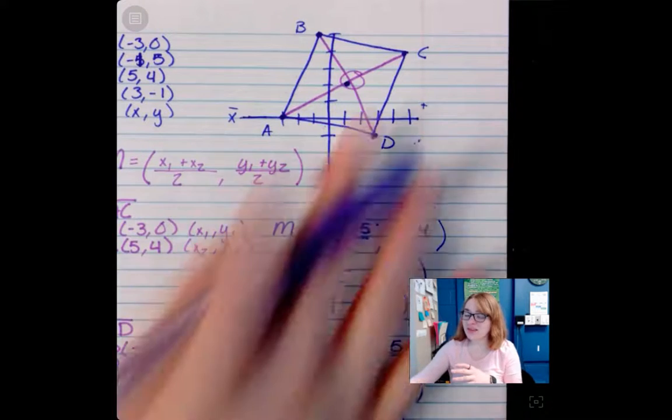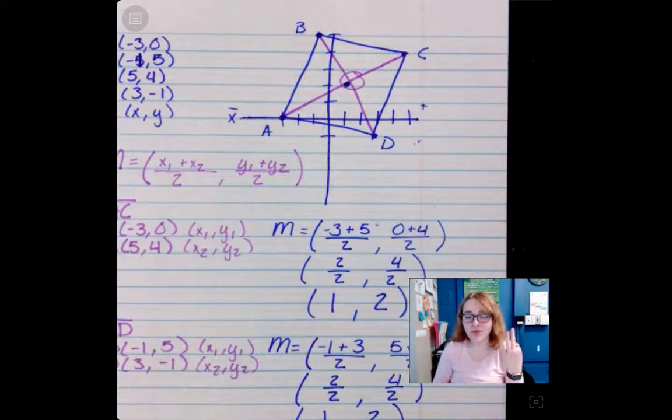So we have proved that this shape is a parallelogram three times: with the distance formula, with our midpoint formula, and using our slope.